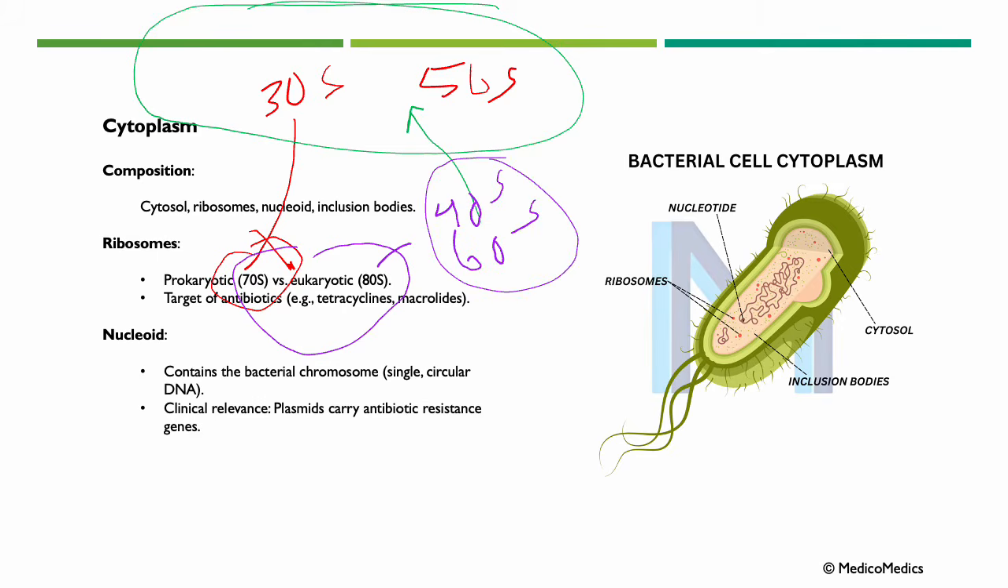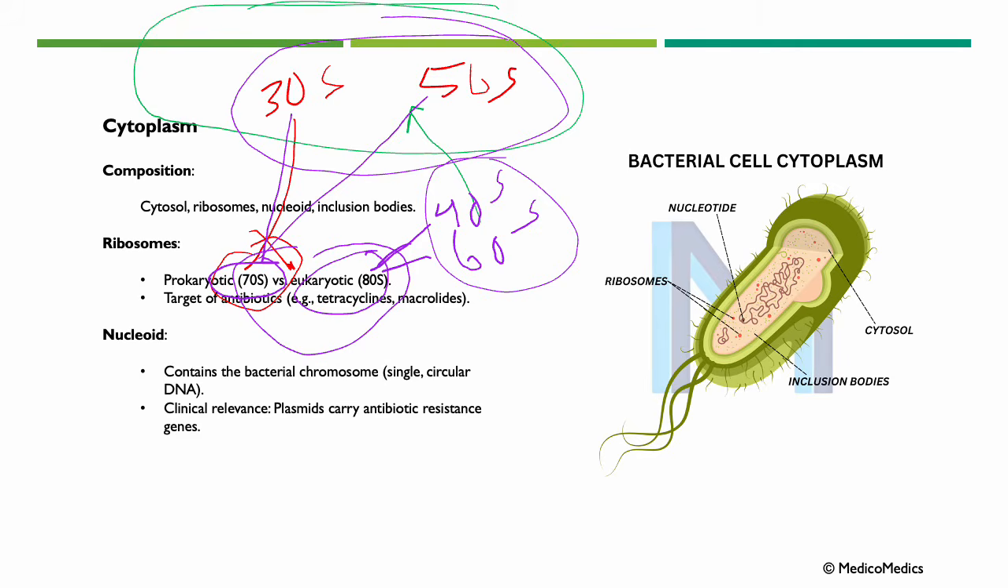This can sometimes be a bit confusing because you see 80 and you think that this is the sum of these two, but it's not. And 70S, I guess 70 is not a sum of 30 and 50. This is just one of those things where you just have to go with it.